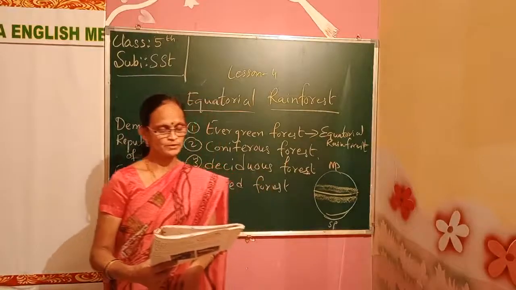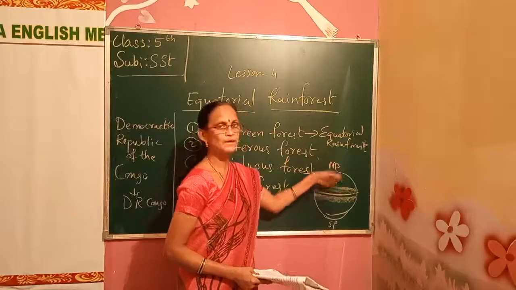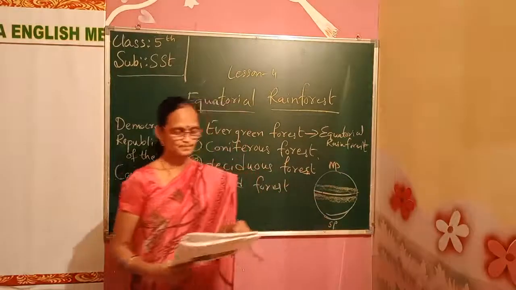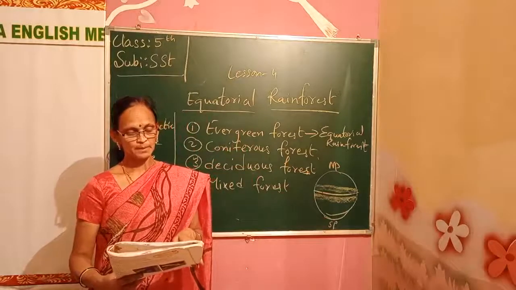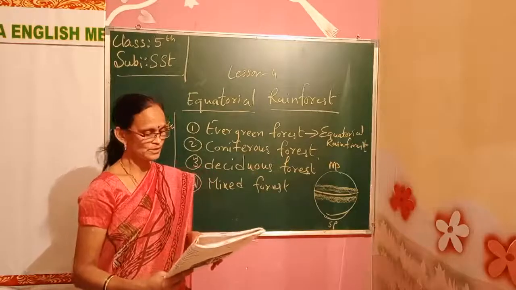It lies both to the north and south. As I told you, it is here, so it is lying on the north part and also in the south part. Its borders are the Republic of Congo to the west and the Central Africa Republic to the south Sudan.